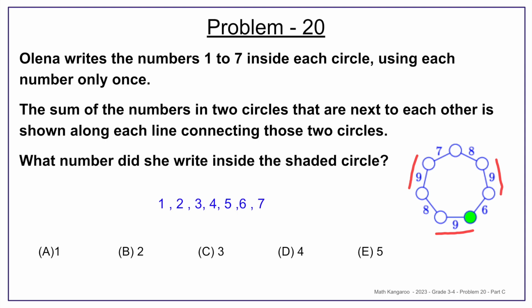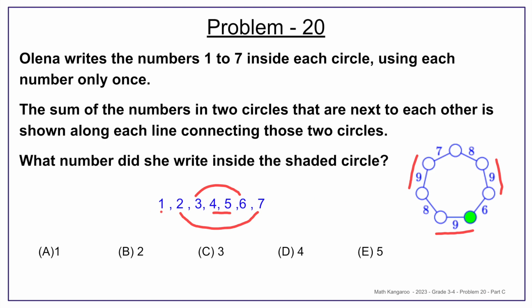So we have numbers 1, 2, 3, 4 to 7. Now which number pairs together and form 9? We have one pair, 4 plus 5 gives us 9. 3 plus 6 gives us 9. And 2 plus 7 gives us 9. So we know for sure this circle will have these pair of numbers.